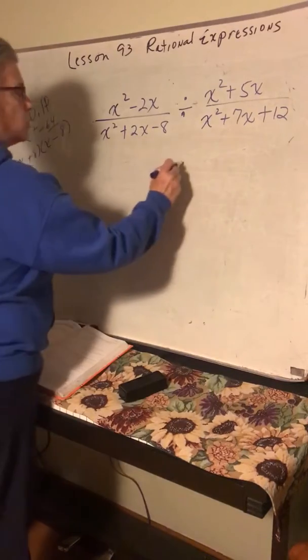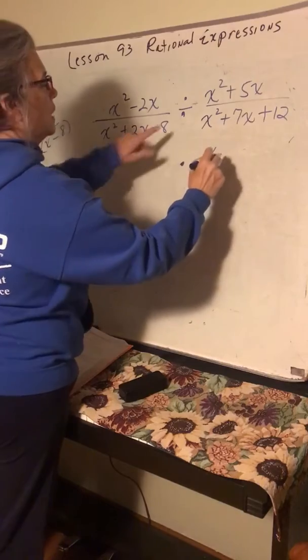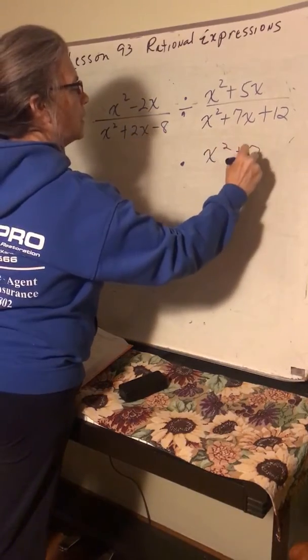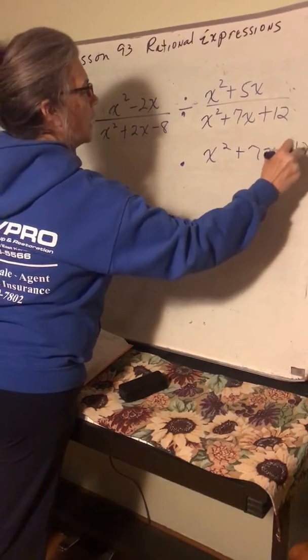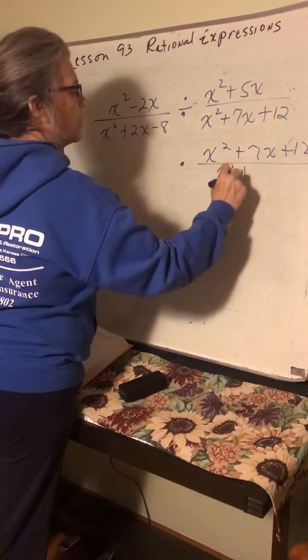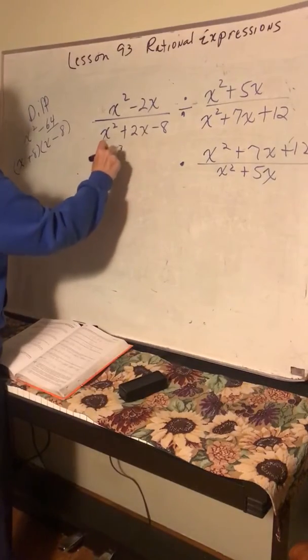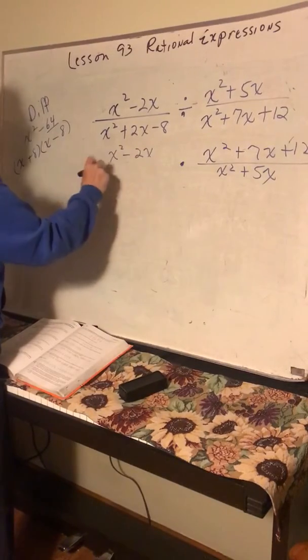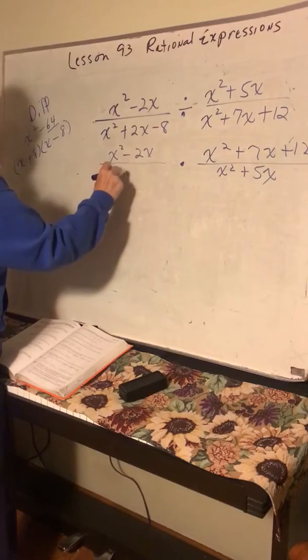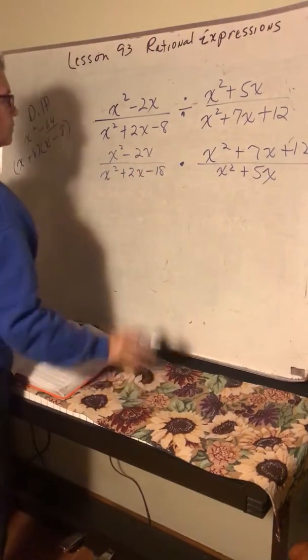Well, we change it to multiply, and then we invert this. So we put the denominator on top and the numerator on the bottom. We flip them around. And then this stays the same. And then we simplify.